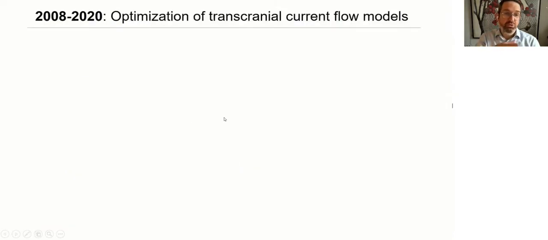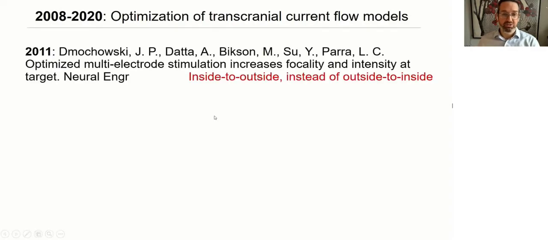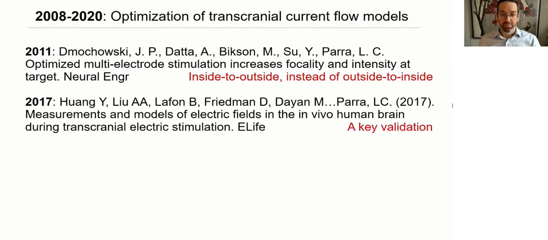So since 2008 until now, there's been a lot of work from my group and others on making these models work better, optimizing them for different applications. And I can give just a few highlights. One, from 2011, was switching from thinking about just modeling many different montages and seeing how current flow reaches a given brain region of interest, and instead starting from the brain region of interest and asking where should we put the electrodes to optimally deliver the current there.